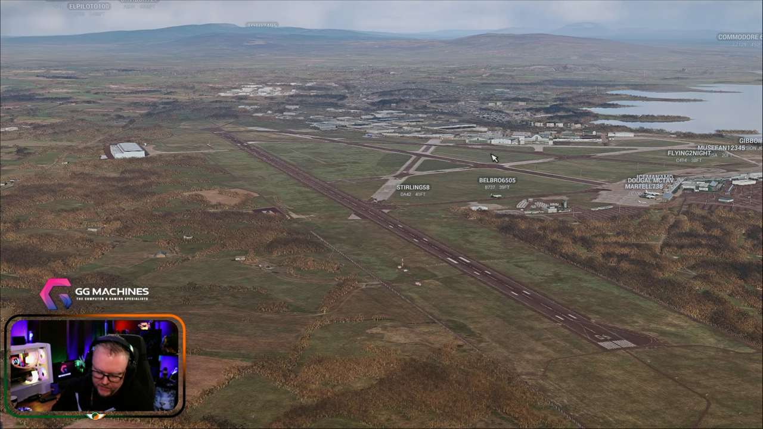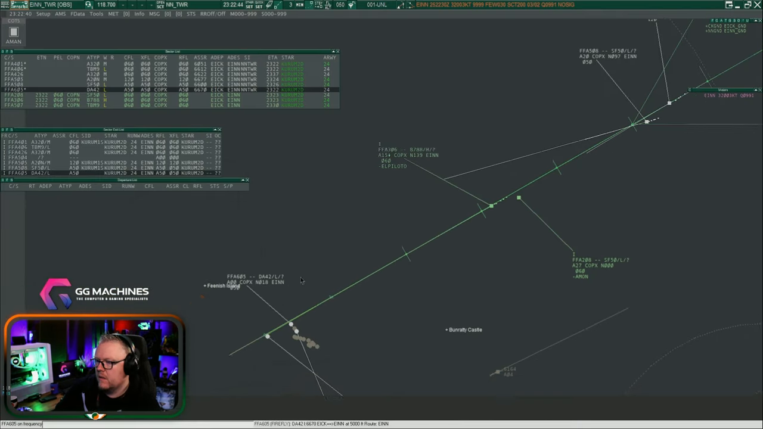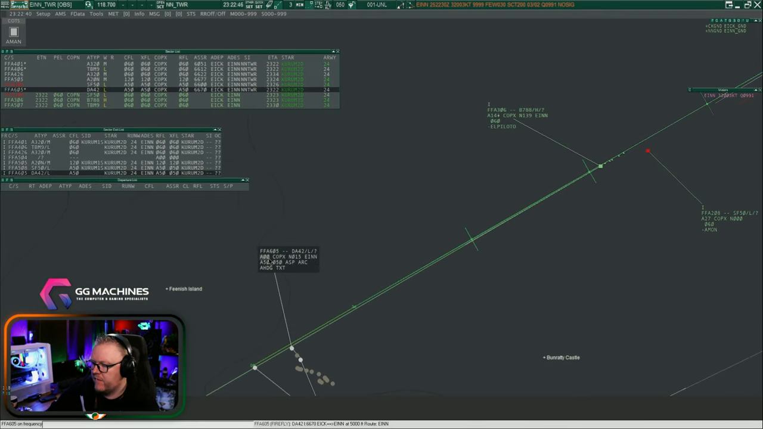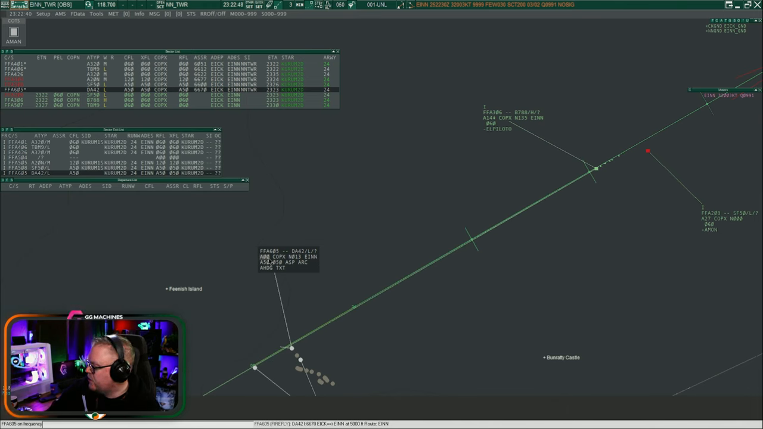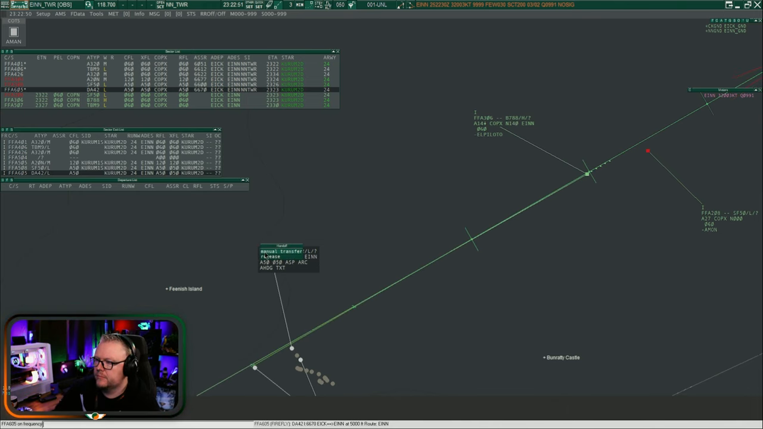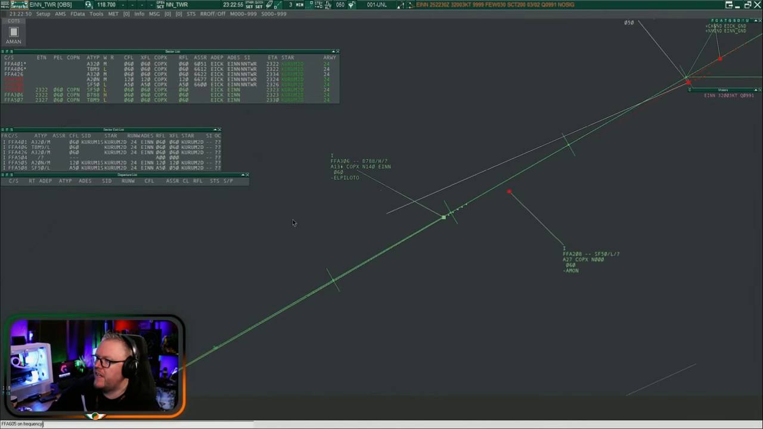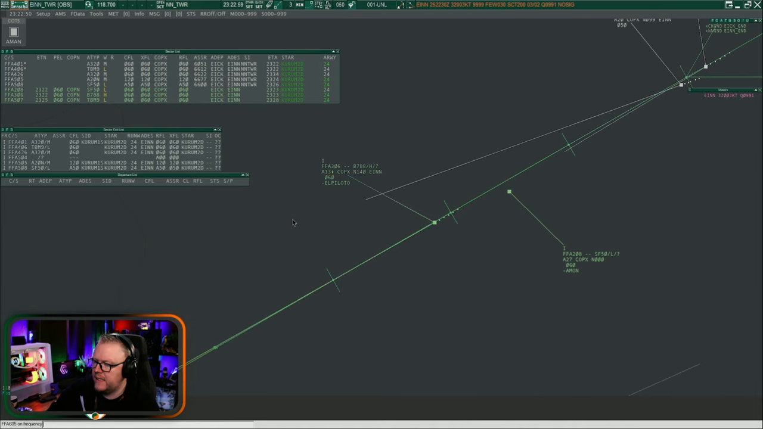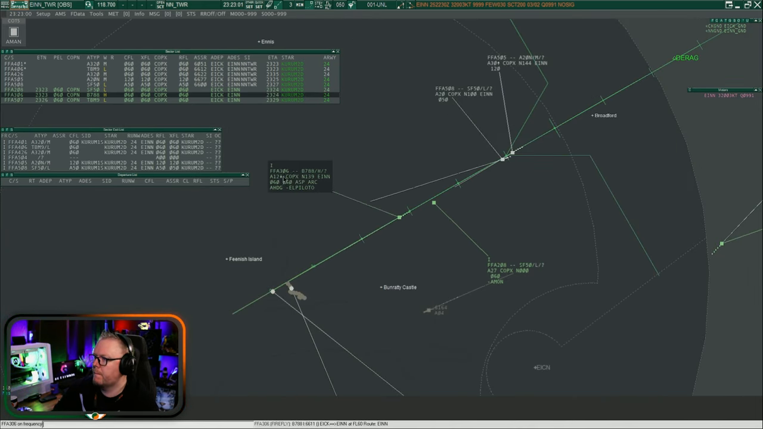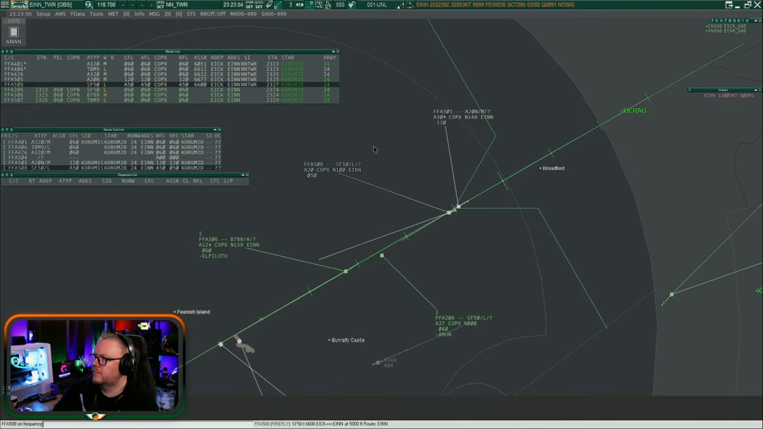605 is done. Firefly 605, welcome to Shannon. Contact ground 121.8. Contact ground, thanks for your services. Firefly 306, winds 320 at 3 knots, runway 24, clear to land. Clear to land, Firefly 306.